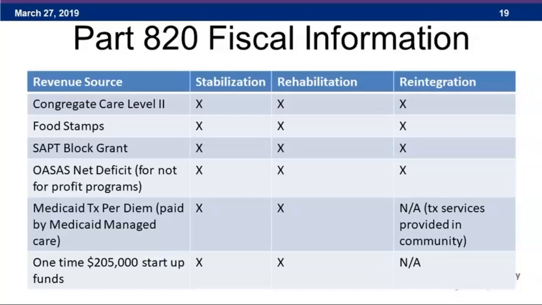So again, before we leave this slide, what we wanted to do was remind people that the pre-existing revenue streams, congregate care, food stamps, block grant, net deficit, those pre-existing funding streams remain. The per diem reimbursement for stabilization and rehabilitation is additive to those. And additionally, there are the startup funds that are available for stabilization and rehabilitation.